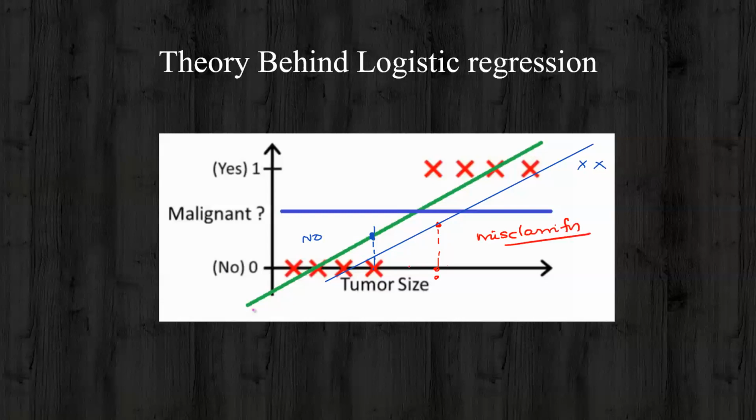Let me explain with another point. Say, for example, I want to consider this point. For this point, if you see, it is actually yes. But when I extend this line, you can see that it is lesser than threshold. So it will give the result like a no. Correct? So it will basically lead to the misclassification. Right? So that's the challenge. We never fit it with a straight line. Instead of that, we can fit it with a sigmoid curve, like an S-shaped curve.